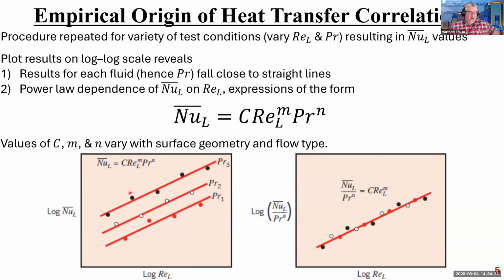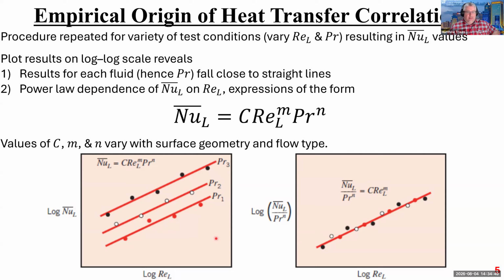All of the data for each one of those individual fluids will line up more or less on a straight line, right? There's a little bit of variation because this is an experiment and we expect a little bit of experimental uncertainty, but by and large, you'll get these nice linear relationships between the log of Reynolds number and the log of the Nusselt number. What that means is that there is a power law relationship, right? Because we've got a log-log plot. So power law relationship between the Nusselt number and the Reynolds number.